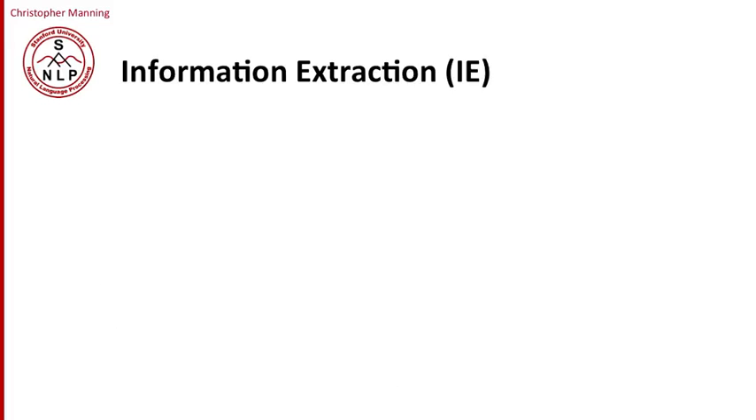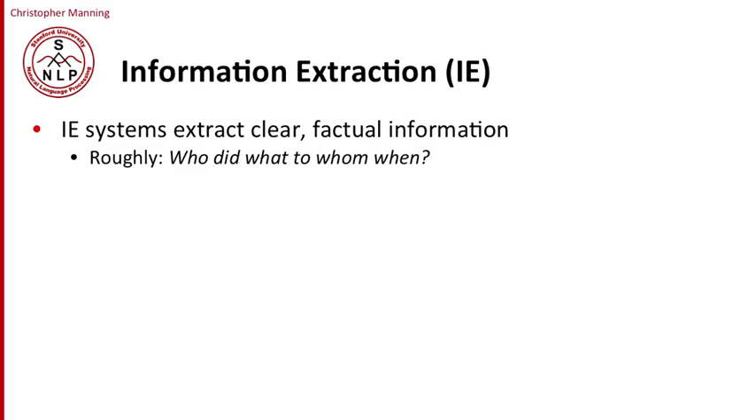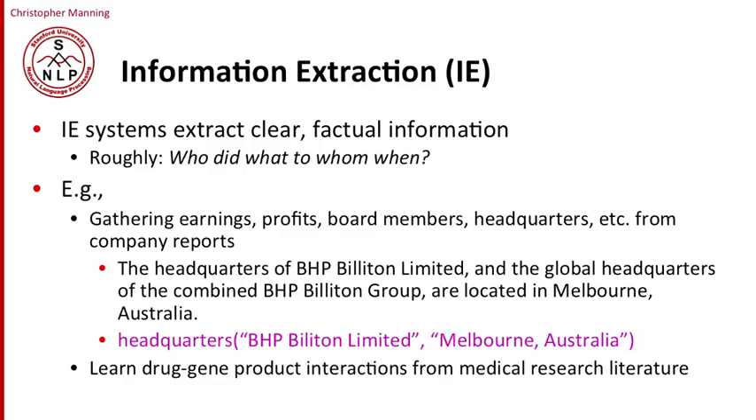So the kind of information that IE systems extract is clear factual information, the kind of who did what to whom, when kind of information. So let's take a look at an example of that. So here are a couple of examples. One's gathering earnings, profits, board members, headquarters, any of this kind of factual information about companies from company reports.